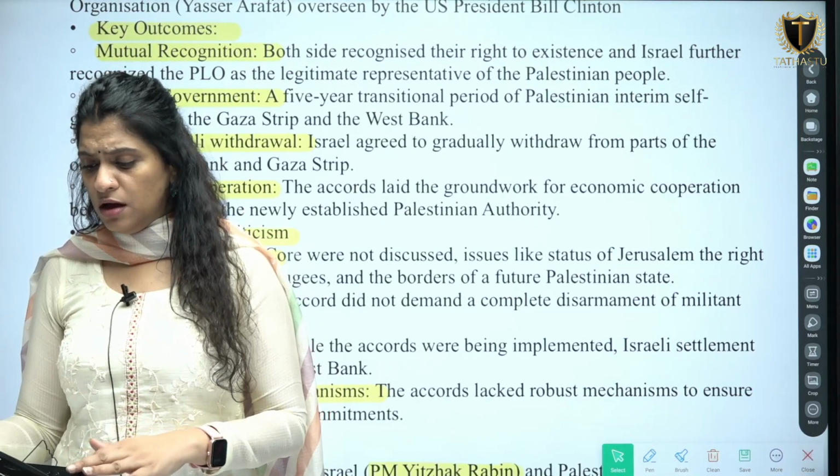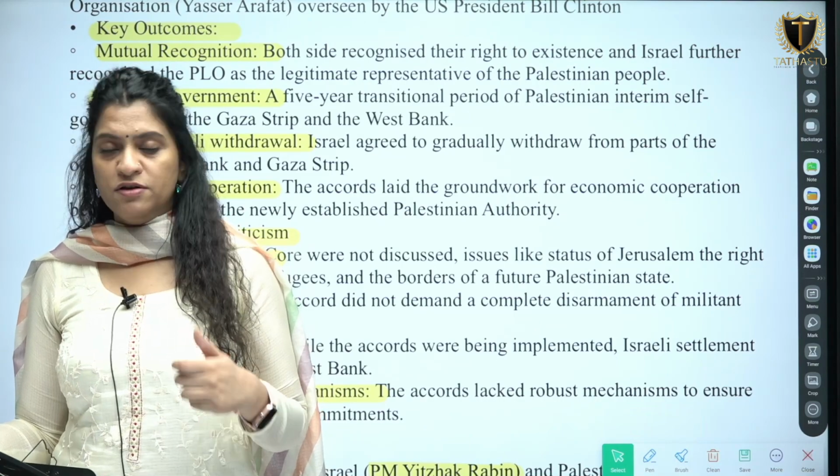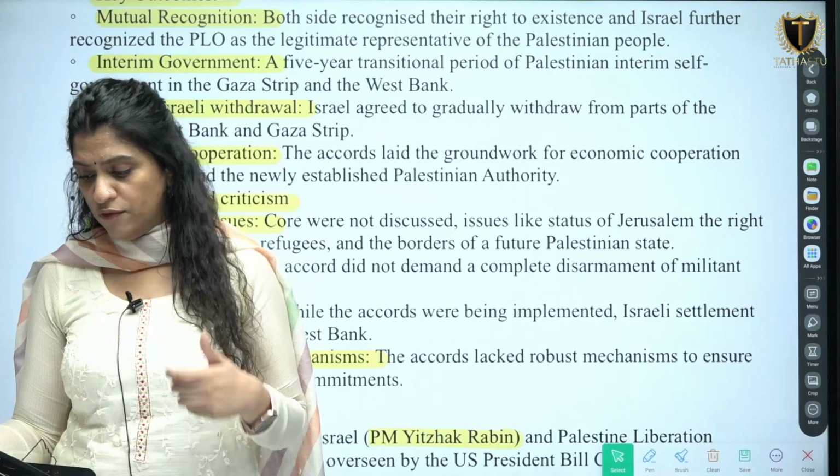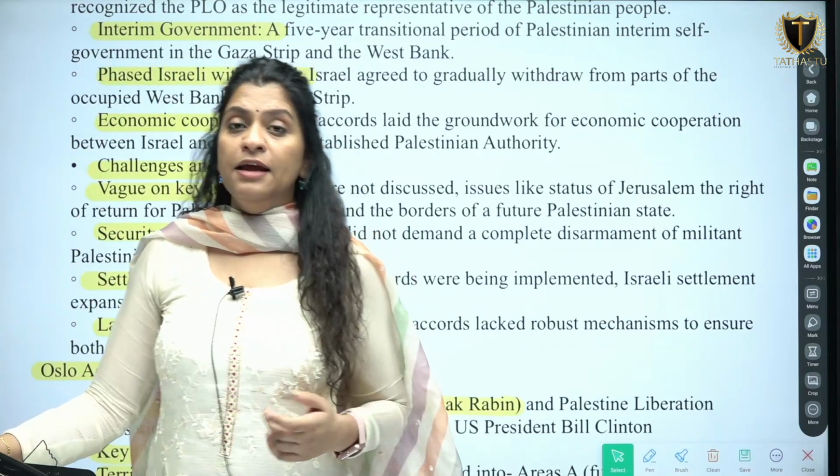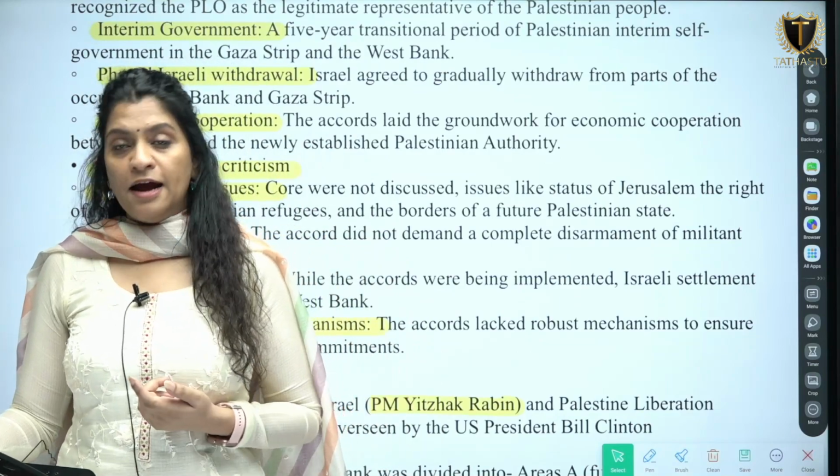Then what were the challenges? Vagueness on the key issues. There were security concerns, settlement expansion, and a lack of enforcement mechanism. That's why we can say Oslo Accords 1 failed. Then comes Oslo Accords 2 in 1995.